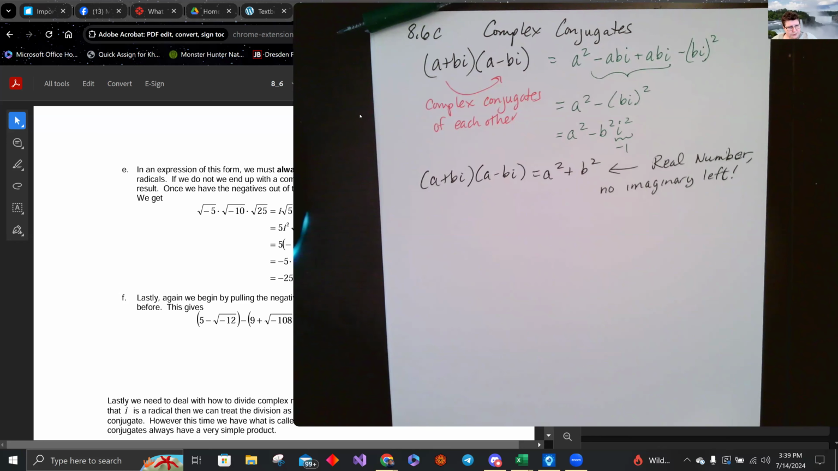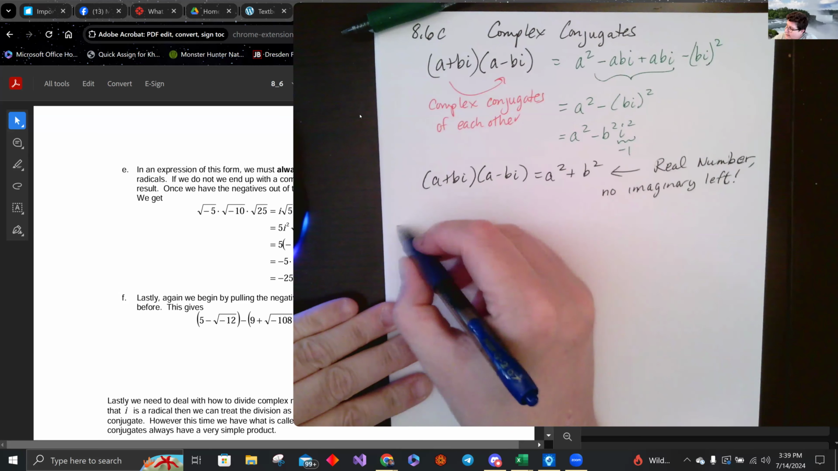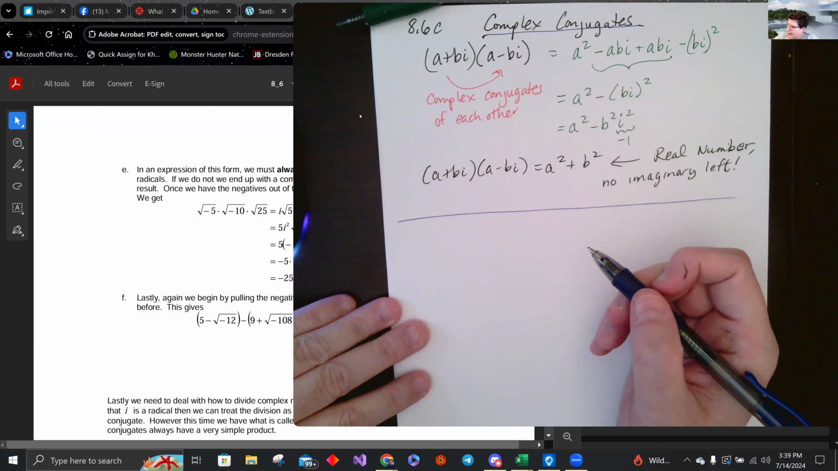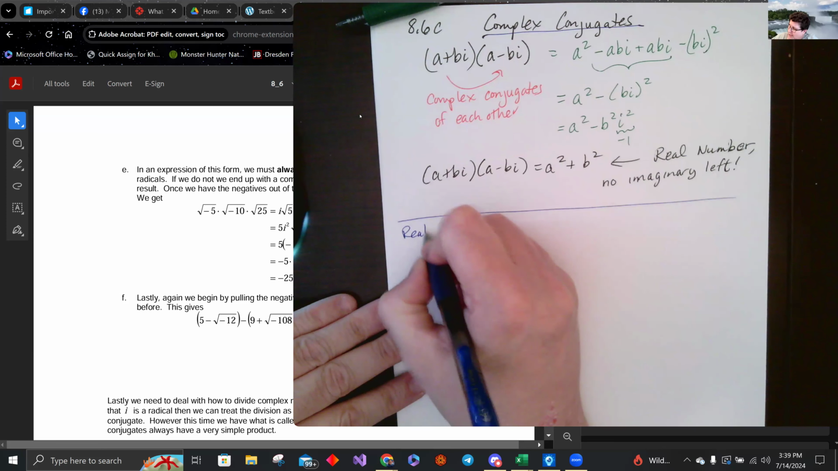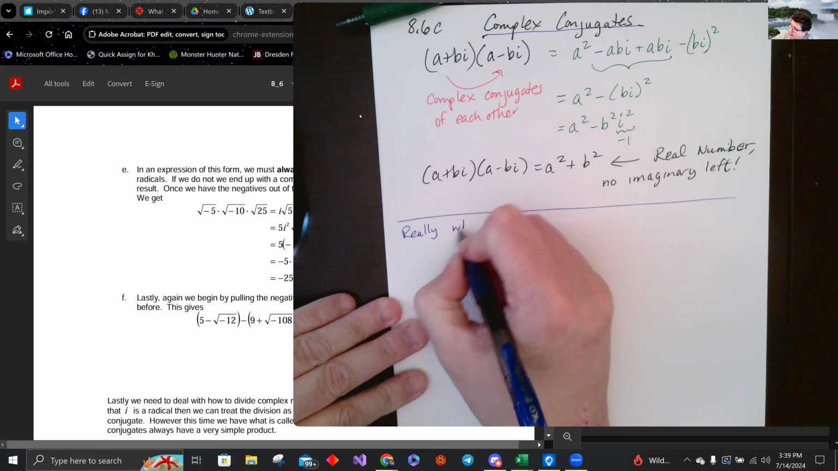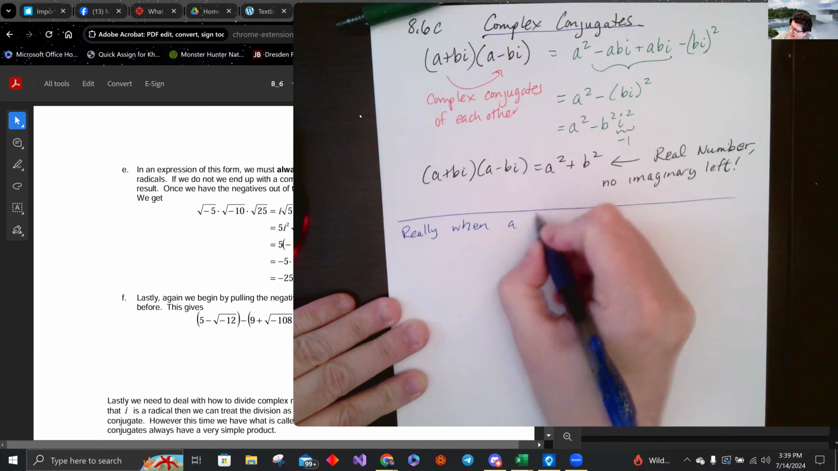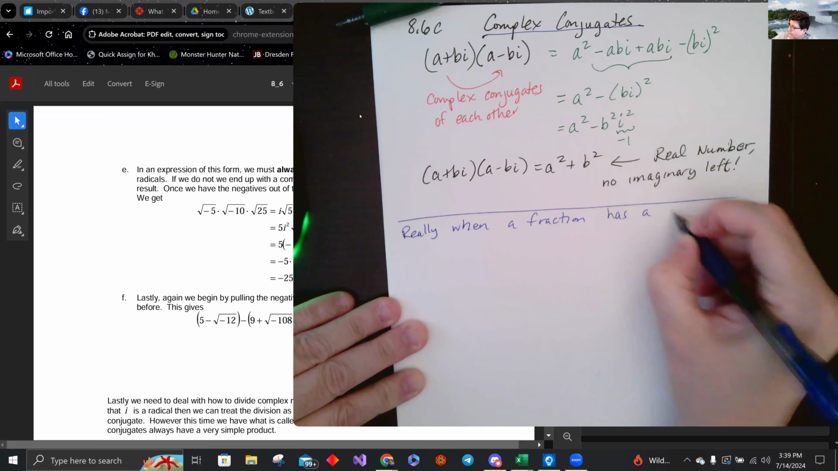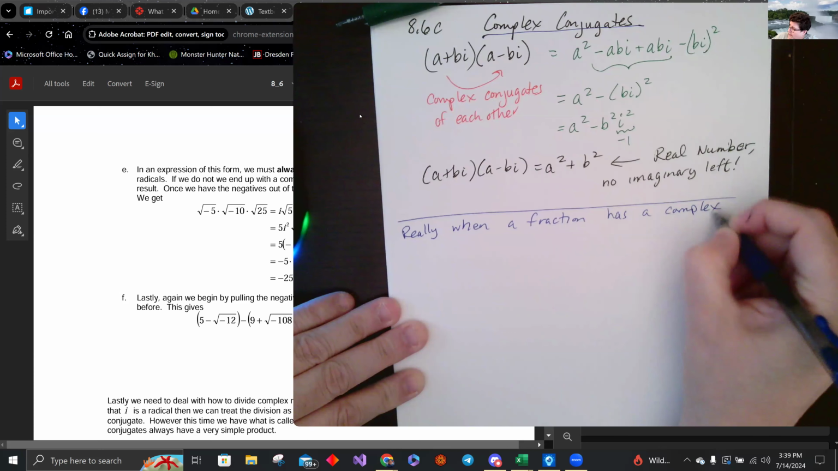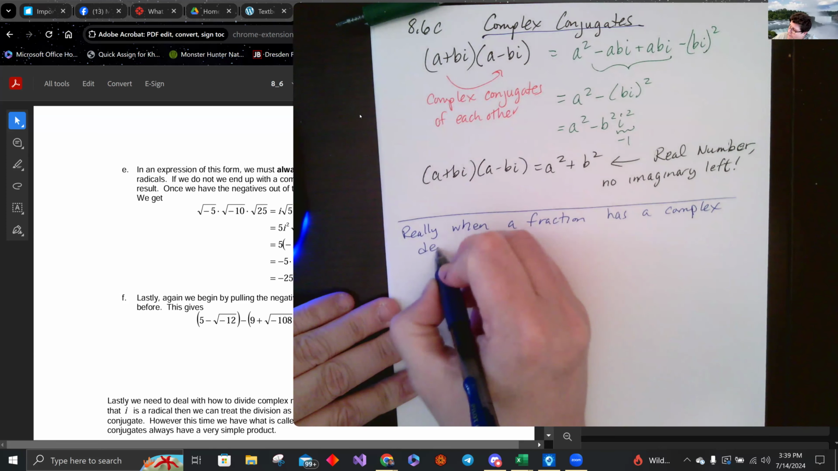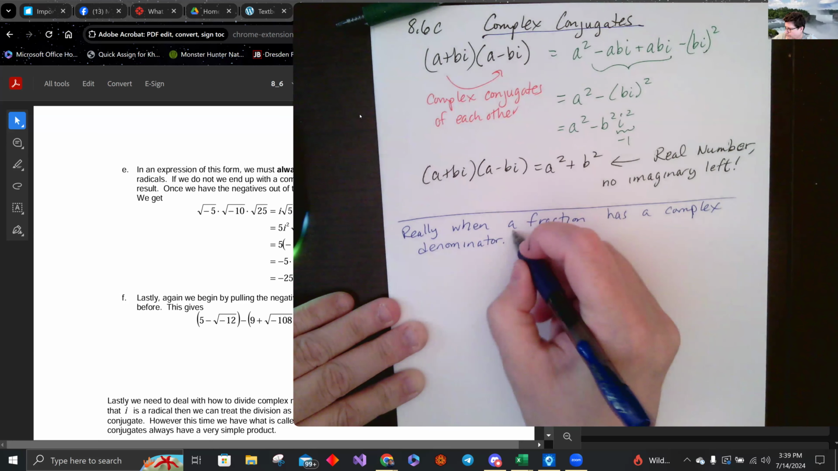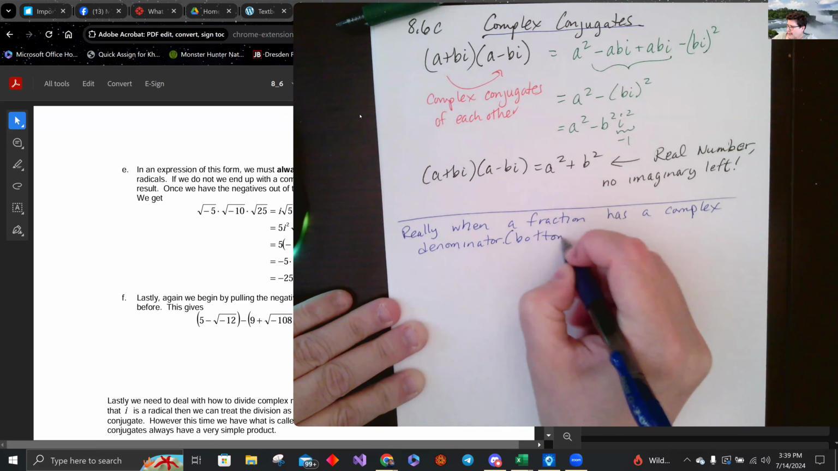So let's go about using this. Where does this come in handy? It's really useful when the bottom has a complex number, when a fraction has a complex number. Okay.